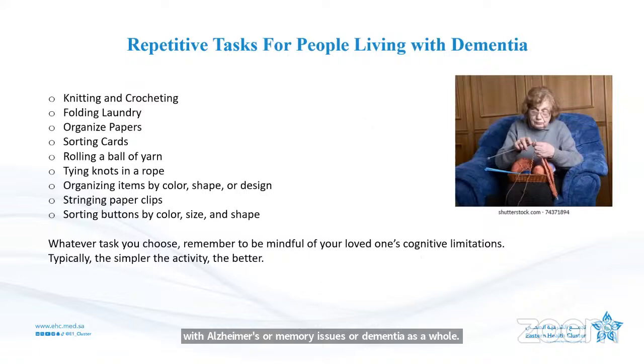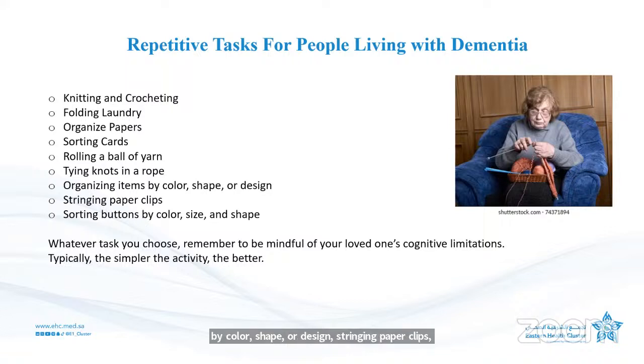Repetitive tasks for people living with dementia are quite good for them on so many levels, because, like what we're doing here, we're working on their implicit memory. So we're allowing them to repeat tasks over and over again. Things that sound fun for some people, like knitting, crocheting, folding laundry, organizing papers, sorting cards, rolling a ball of yarn, tying knots in a rope, organizing items by color, shape, or design, stringing paper clips, sorting buttons by color, size, and shape.